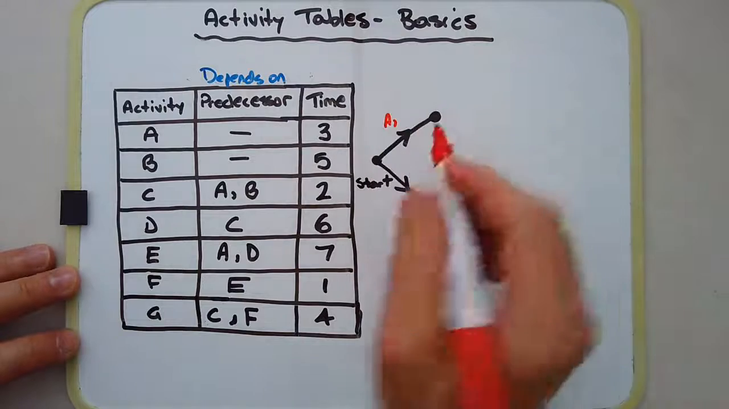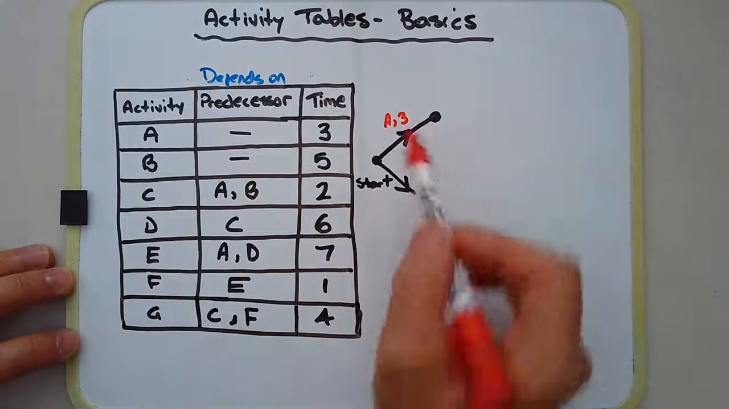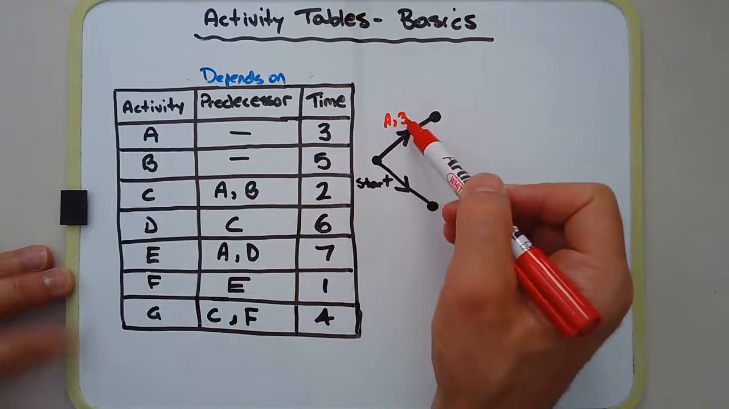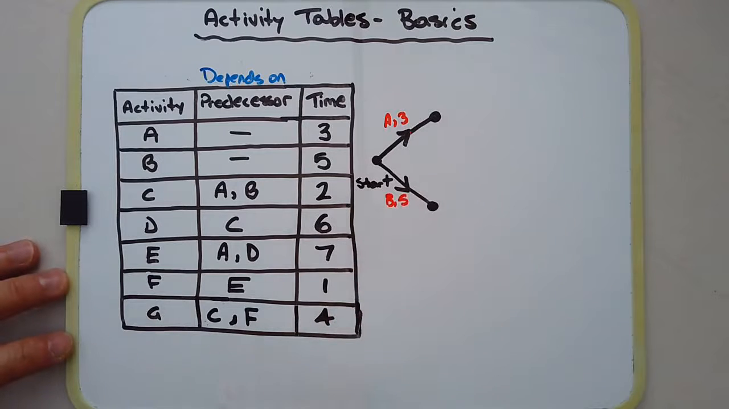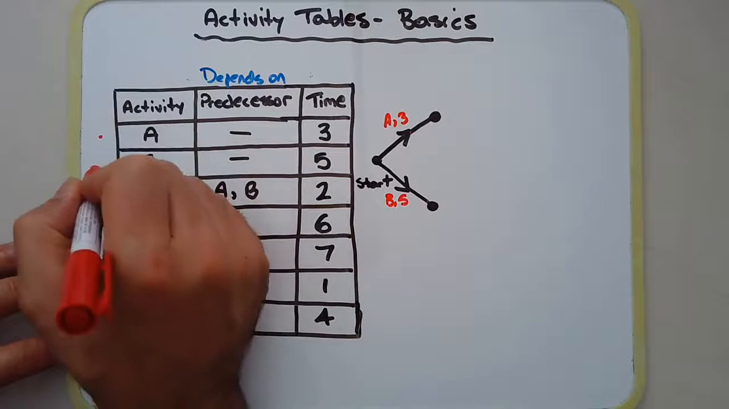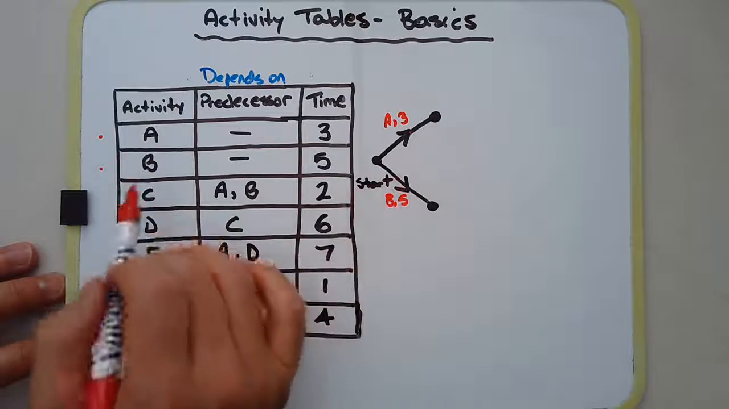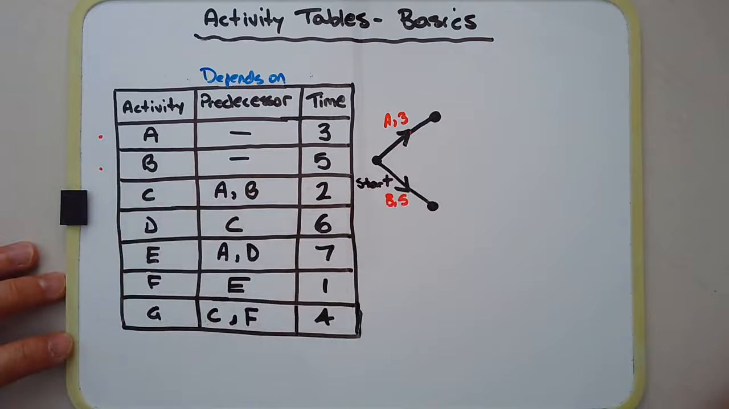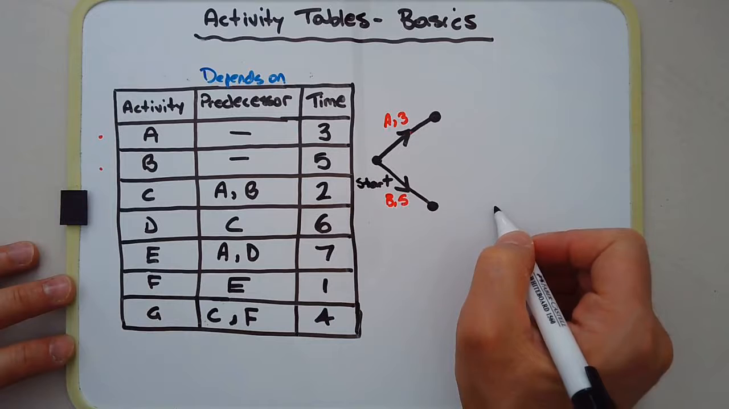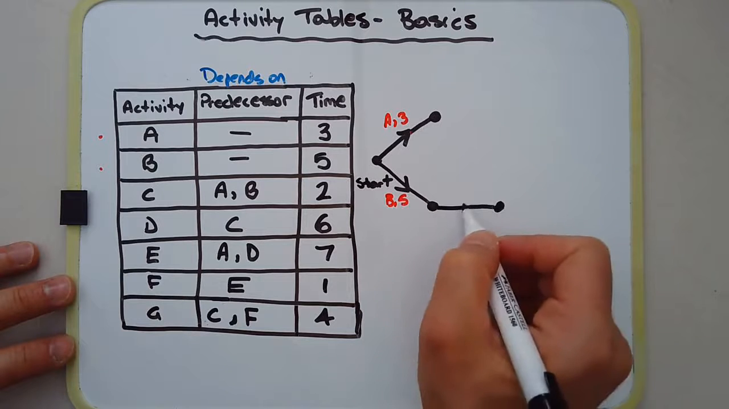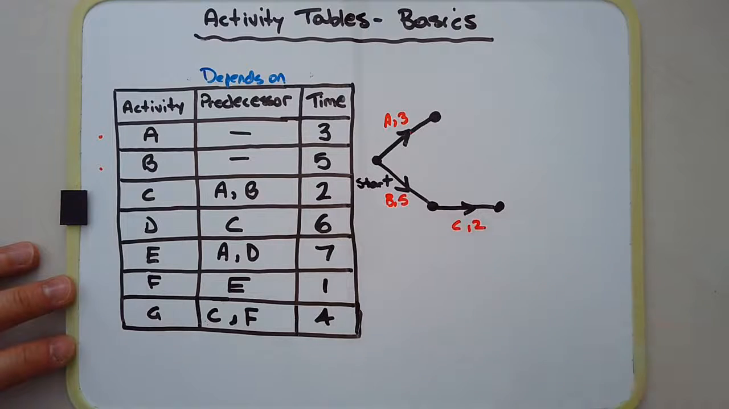I'm going to label the activity in red. That's activity A, and it takes 3 minutes or 3 units of time. This is activity B and needs 5 units of time. What I like to do as well is indicate that I've actually drawn in these activities in the diagram. So A and B, we've already covered those. Let's have a look at C. C depends on A and B. So I could draw C here, for example, between these 2 vertices, and C requires 2 units of time.